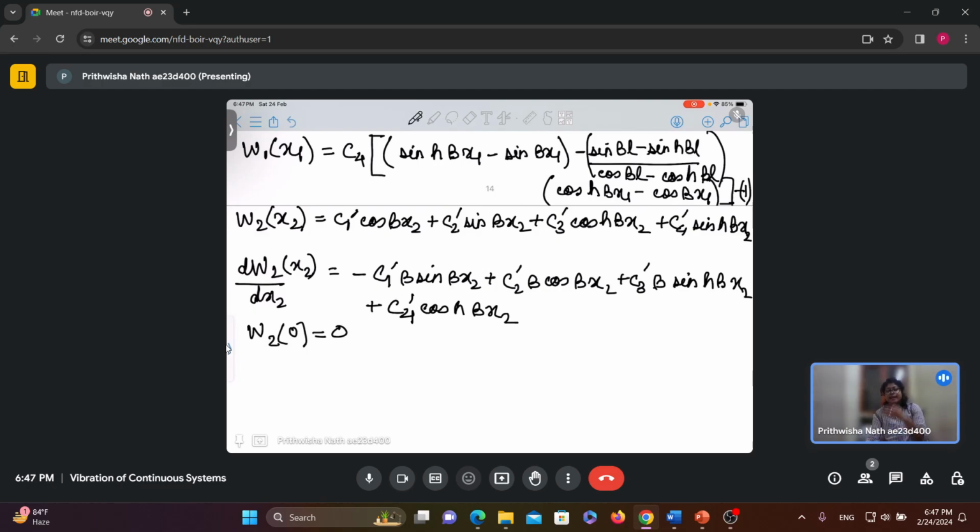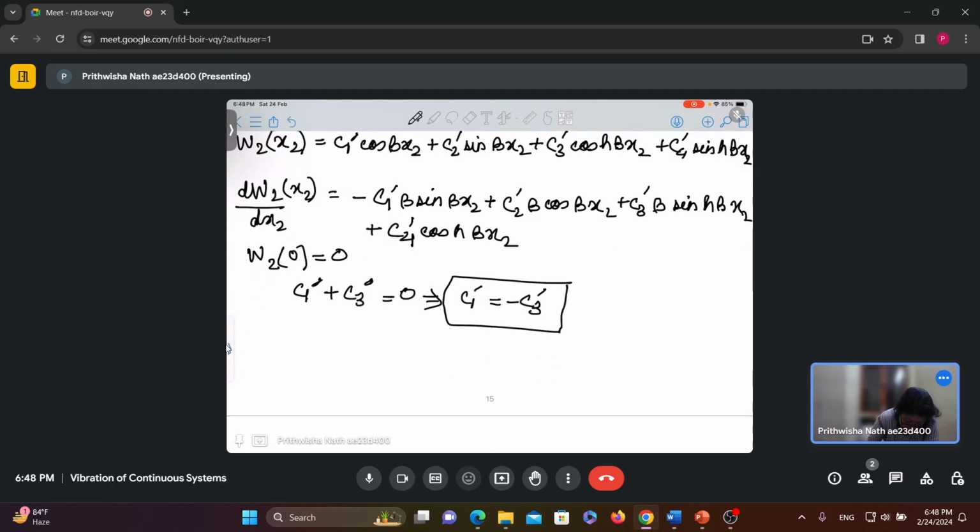Now W2 at x2 equals 0 is 0. So from this I get C1 prime plus C3 prime equals 0. This implies that C1 prime equals minus C3 prime.